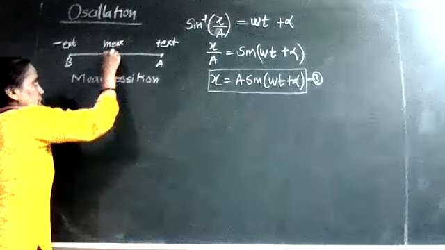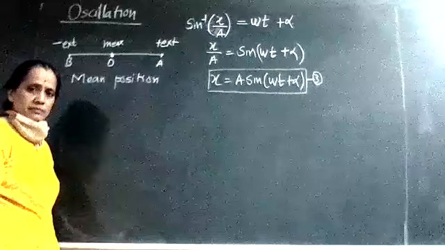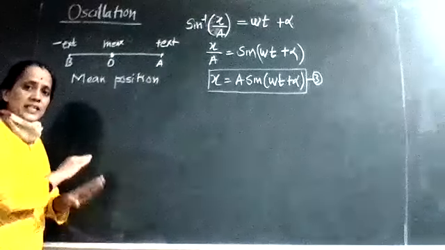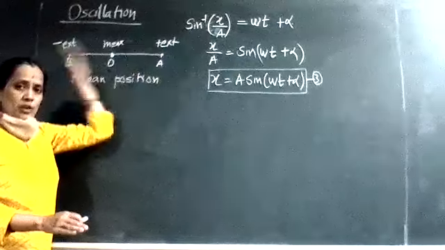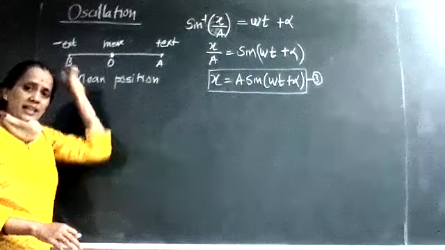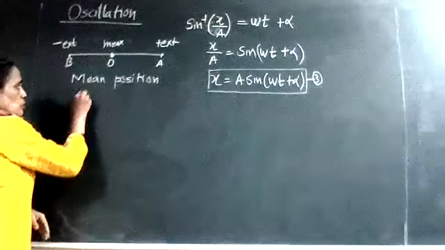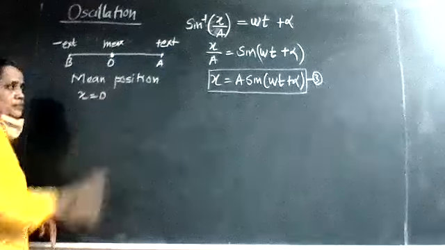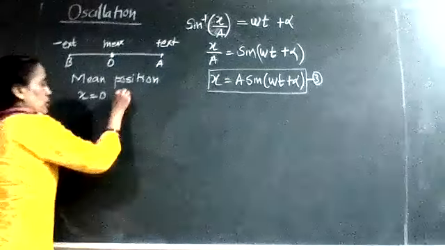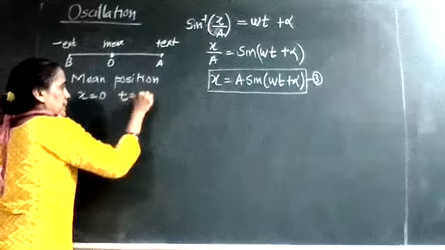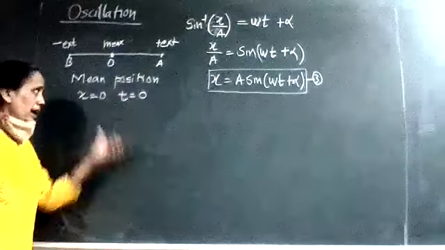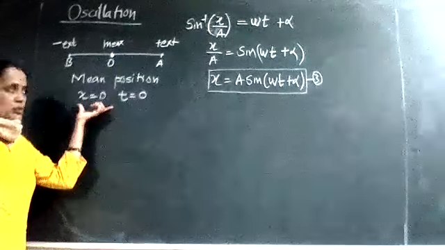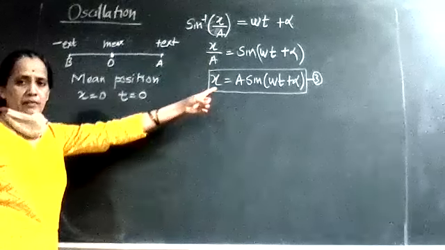When my particle is located at mean position, means what? There is no displacement. It is not moving towards A, it is not moving towards B. Particle is at mean position. So your x is equal to 0, when your time interval, I am saying that at time t is equal to 0. So at these two conditions of mean position, I can use in the displacement equation.